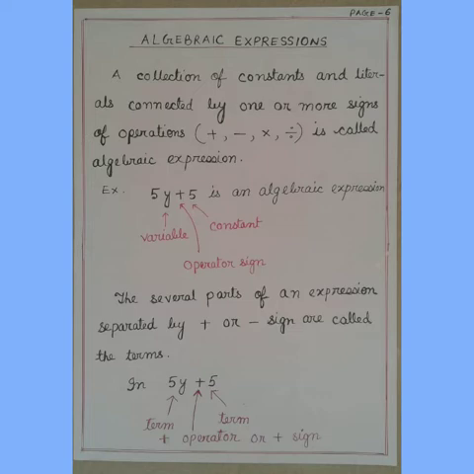The several parts of an expression separated by plus or minus sign are called the terms. So in case of 5y plus 5, we have two terms, 5y and 5. 5y and 5 are separated by the plus operator or plus sign.